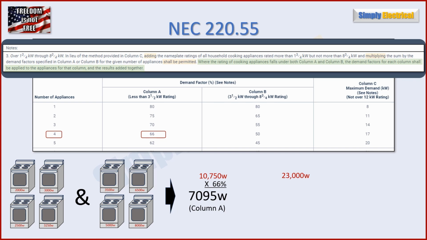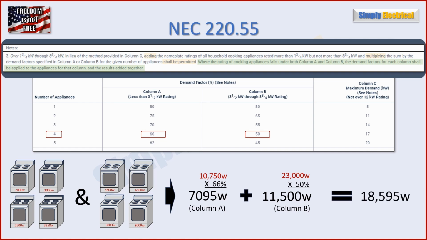We also have 4 ranges in the second group, and so apply 50% to it, and that gives us 11,500 watts. Once we have these 2 demand totals, we simply add them together and get 18,595 watts. And that is our calculated range load on the feeder.